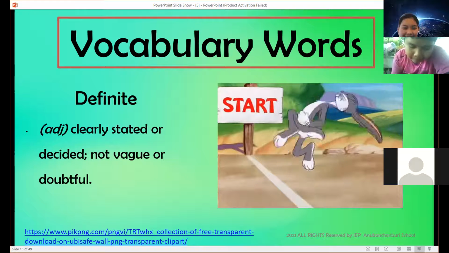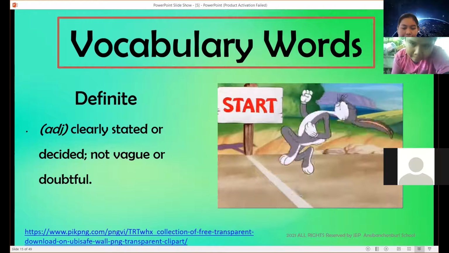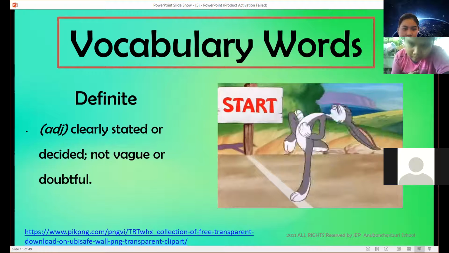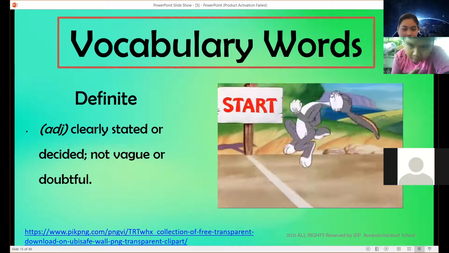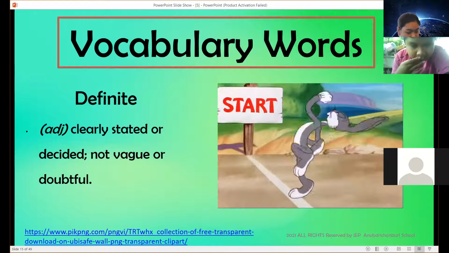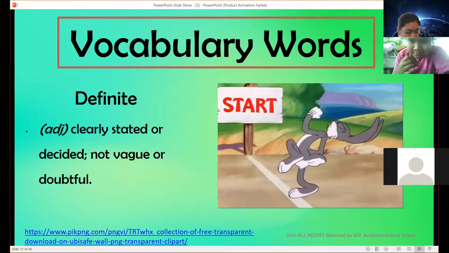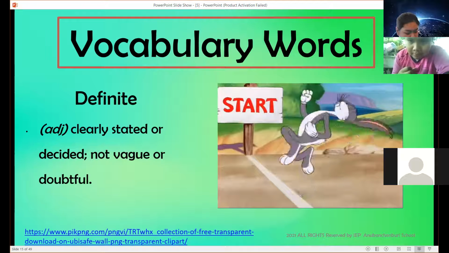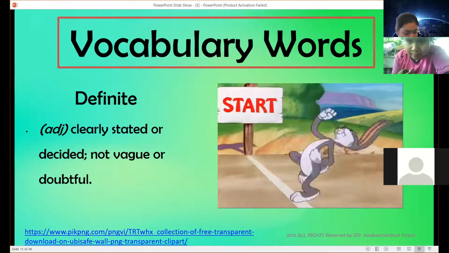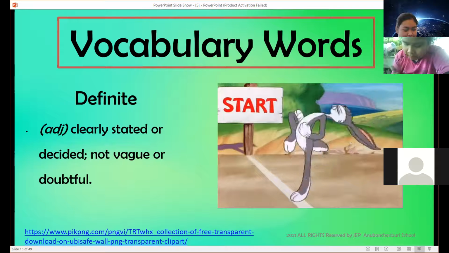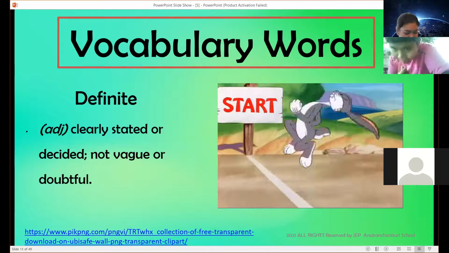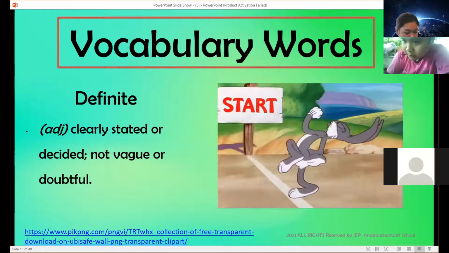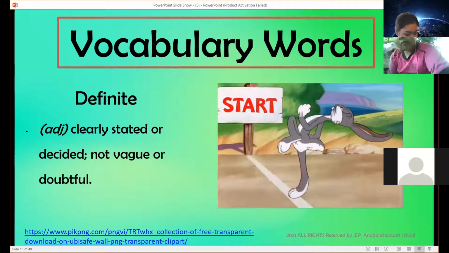Clearly stated. For example, the instruction: write letter T if the statement is true, and write letter F if the statement is false. That is the instruction. It should be clearly stated or decided. Not vague, okay? The pronunciation of that word is vague. Not vague or doubtful means not sure. No, it should be sure. We don't like it to be not sure.